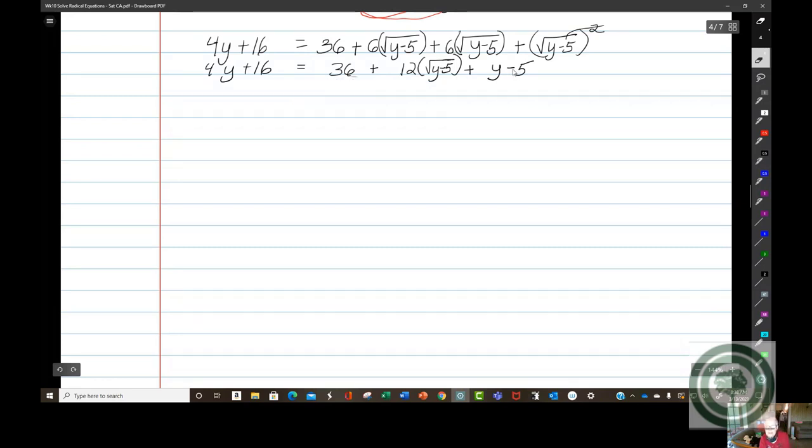We've got this free minus 5 over here. Let's combine like terms before we start going to the other side of the equation. So 4y plus 16 equals 36 minus 5, that's 31, plus 12 times the square root of y minus 5. Very cool, ultimately cool. Now I'll subtract 31 from both sides of the equation.